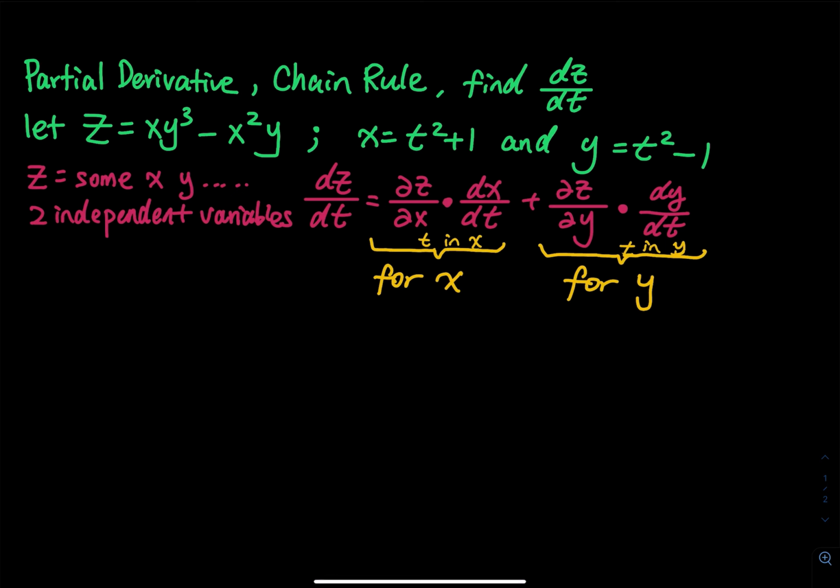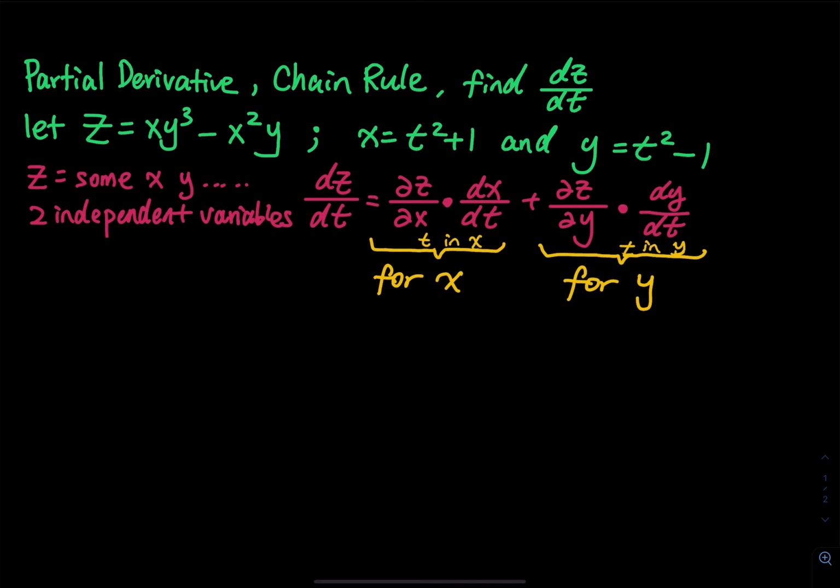And then each independent variable, x is in terms of t. y is also in terms of t. So the function z equals some x y terms, and on the other side of the equal sign I see some x and y and then some constant, whatever that is. I will have two independent variables.